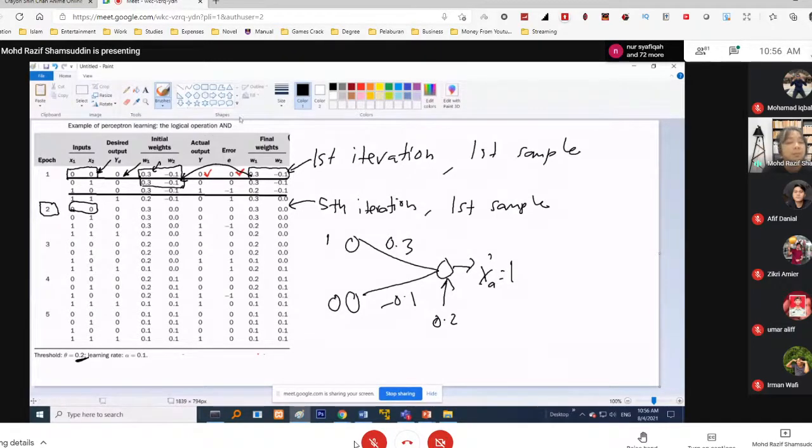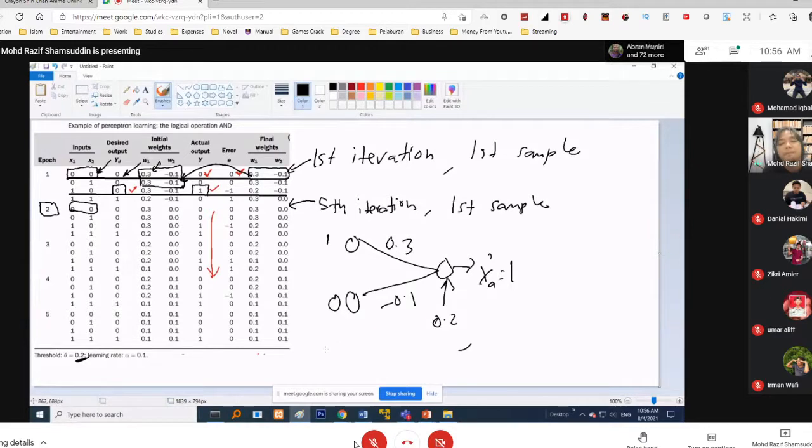Tetapi Y desired dia apa? Nampak tak ni? Desired dia 0. Tengok betul-betul. Again, saya dah cakap sebelum ni, jangan buat silap. Because kalau you buat silap kat sini, bawah ni semua akan jadi salah. Sayanglah, jangan buat silap. Okay, please be very careful. So look at the desired. Desired dia 0.